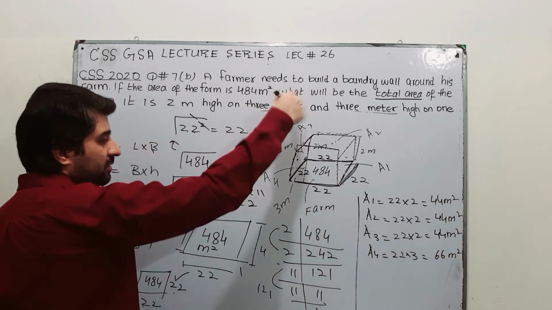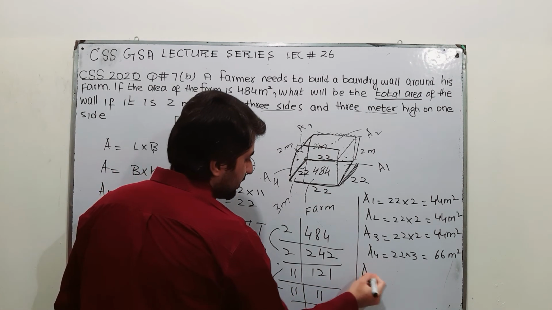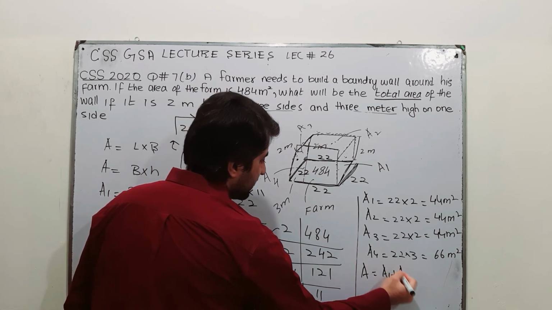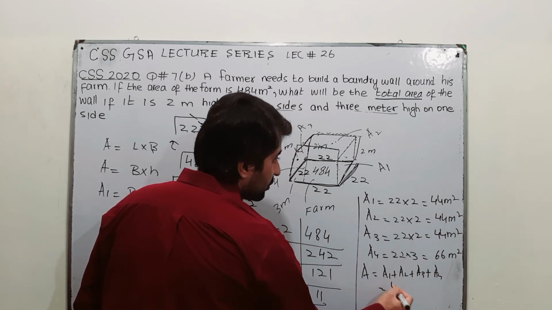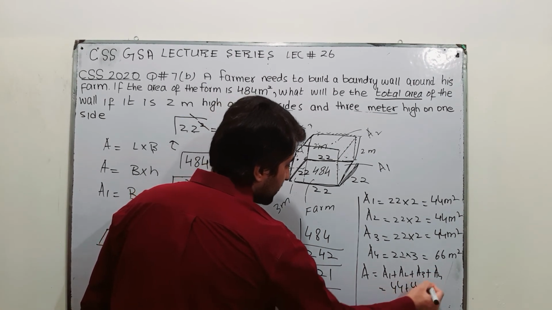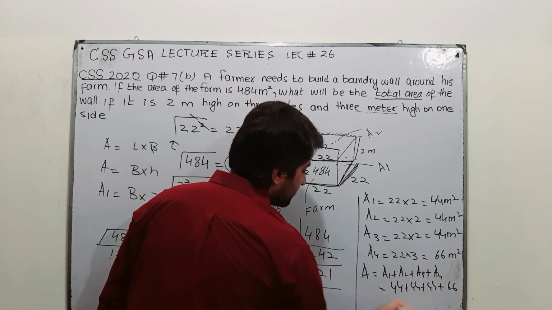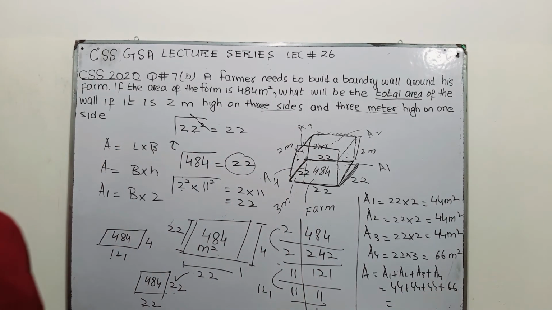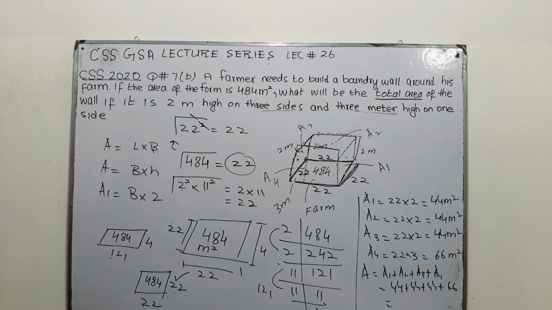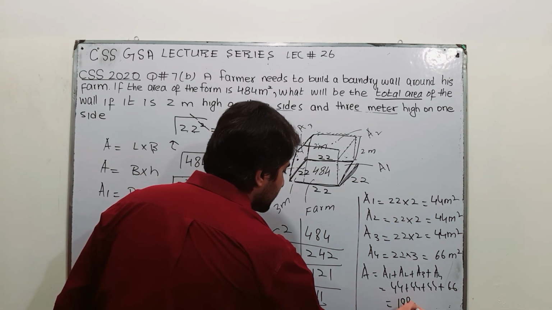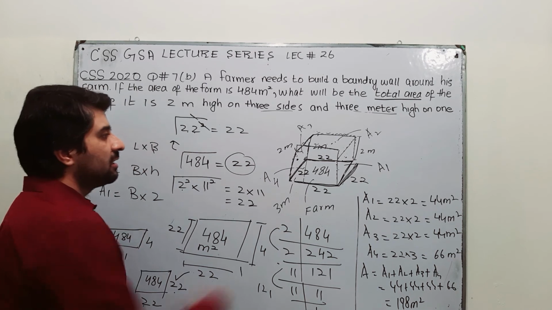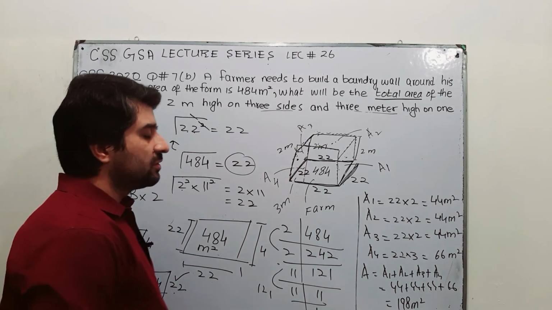The total area of the walls will be adding A1 plus A2 plus A3 plus A4: 44 plus 44 plus 44 plus 66. Well, that becomes 44 into 3 times plus 66, which is 198. 198 meters square is the area of the walls of this farm.